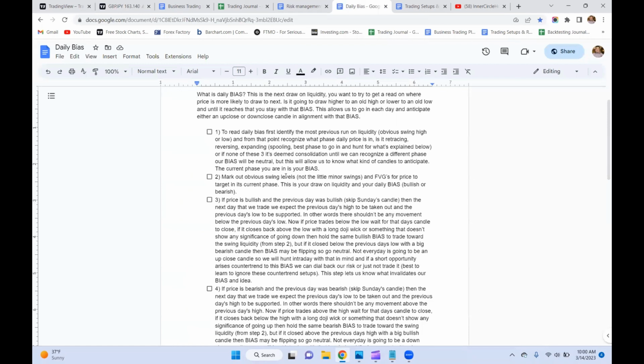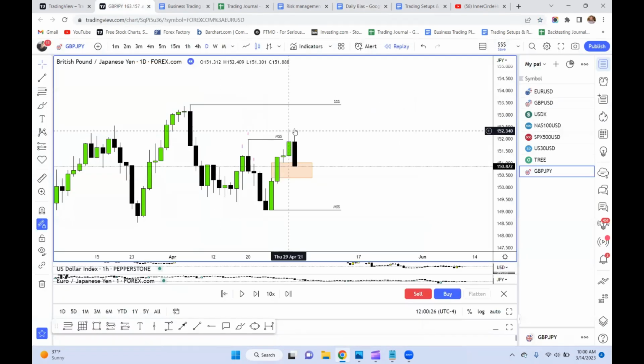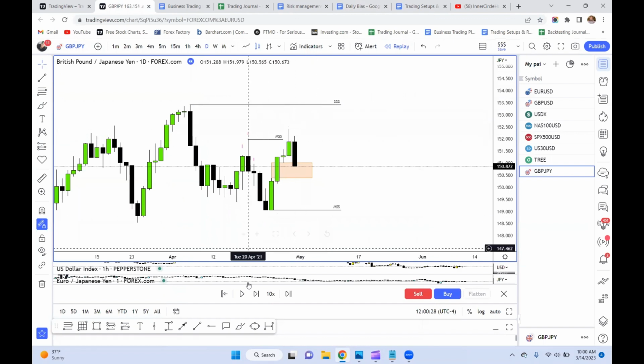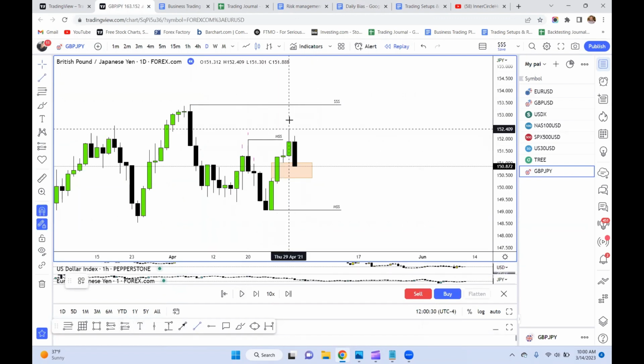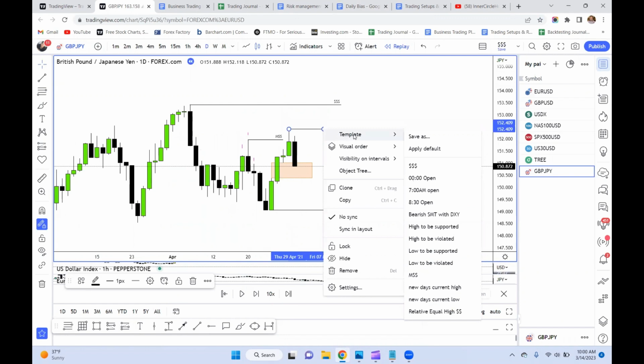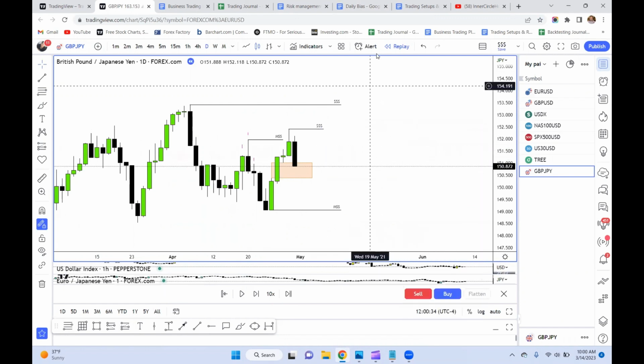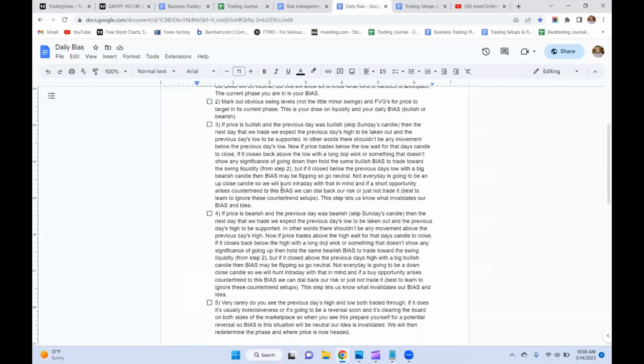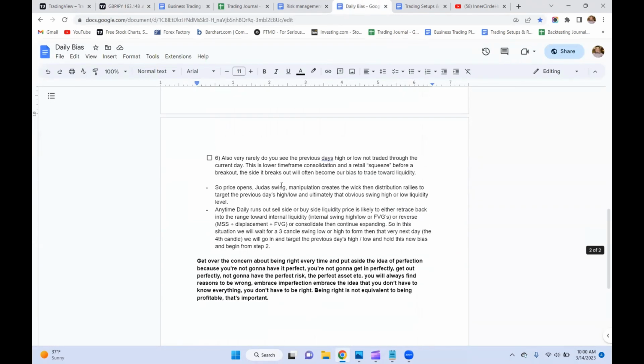So you want to mark out obvious swing levels, not the little minor swings, and fair value gaps for price to target in its current phase. This is your draw on liquidity, your daily bias. So our draw on liquidity is up here, and this is now our daily bias. Our daily bias currently, if I go back right here, sorry, I'm kind of going over my words a little bit.